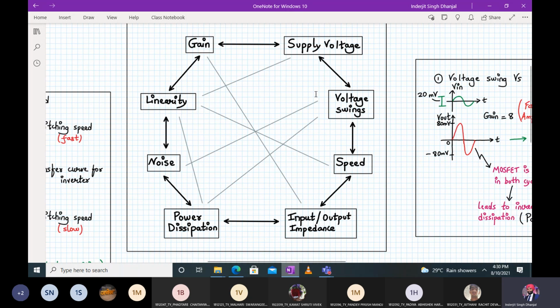Similarly, there are some other trade-offs as well, for example power dissipation and voltage swing. Looking at the internal connections: power dissipation and voltage swing, and gain and input impedances. Here we have input and output impedances and gain. They are also related and trade off with each other. Then we have one more, supply voltage and linearity. So these are the other trade-offs which we have to take care of in analog design.